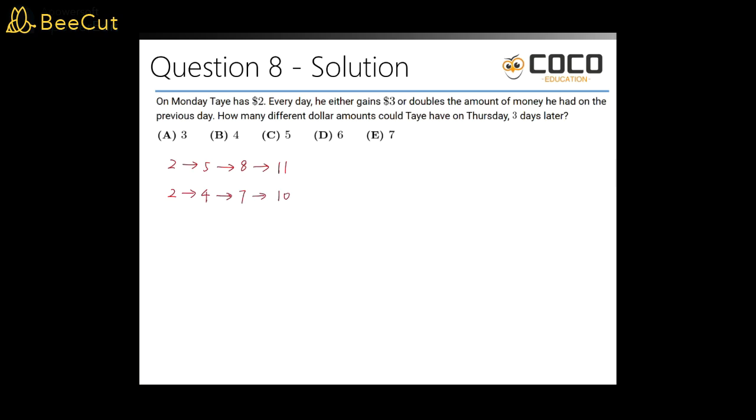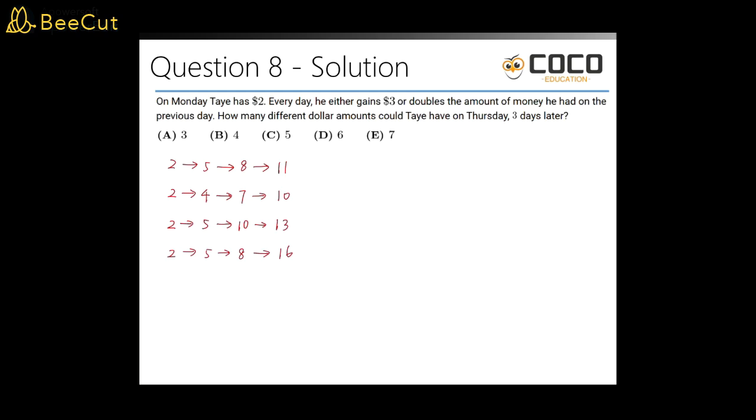Next, we can plus 3 first, 5. Double the amount, 10. Plus 3 again, 13. Next, we can plus 3, 5. Plus 3, 8. Double the amount, 16. Then we can check the case where we do addition once and multiplication twice. So double the amount twice.